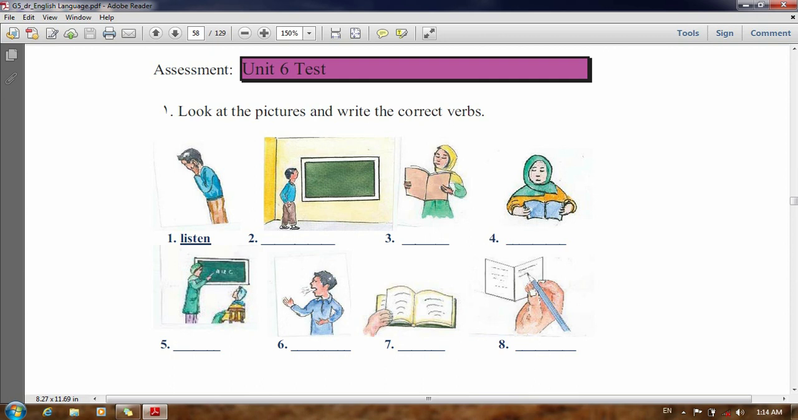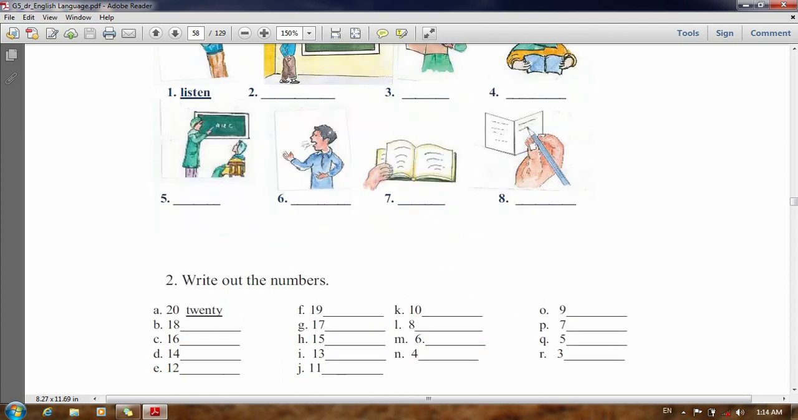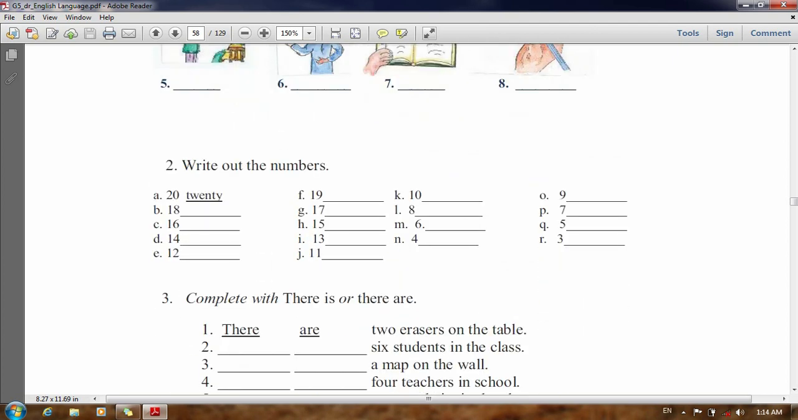Listen, Look, Open, Read, Repeat, Talk, Turn, Write. Write out the numbers.